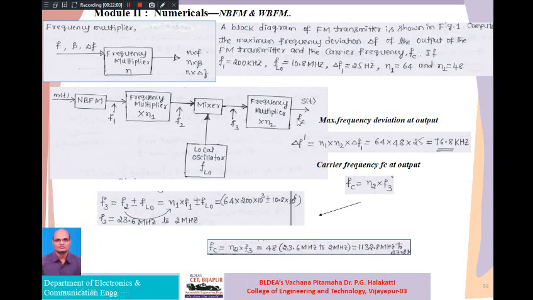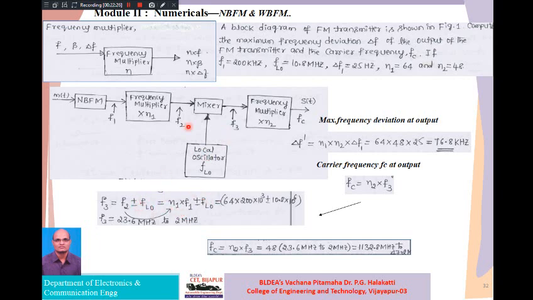FC here you can see it is N2 times F3. Okay, N2 is given, but what is F3 here? F3 is the output of the mixer, that is F2 plus or minus FLO, local oscillator. Means we will be getting two values for F3, one with plus and another with minus.